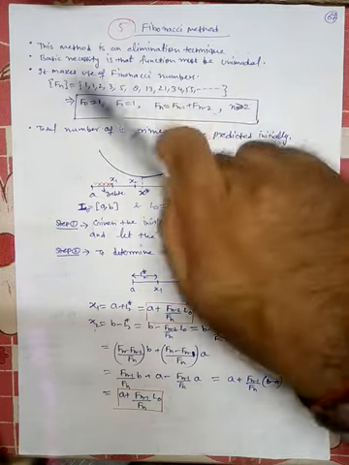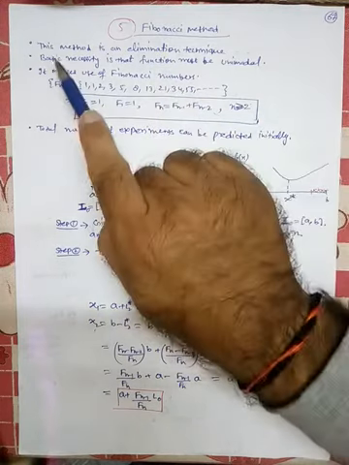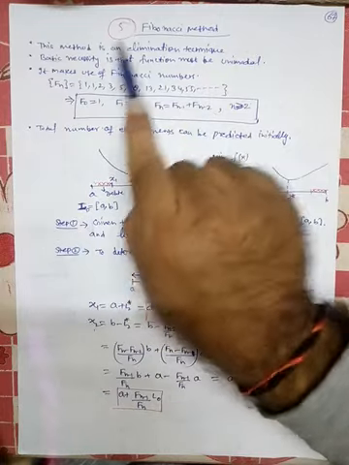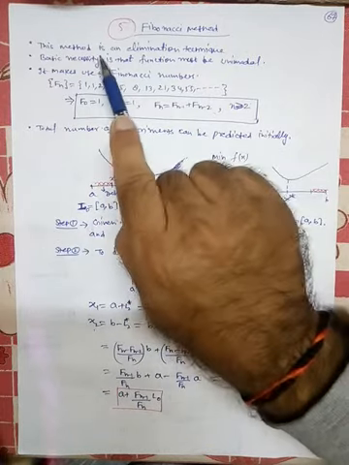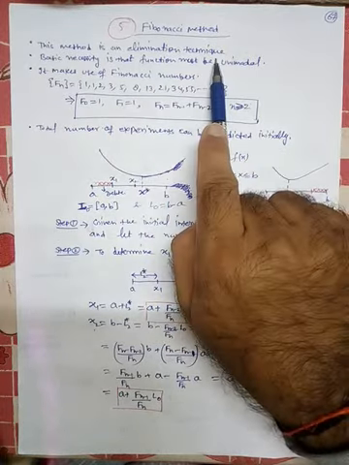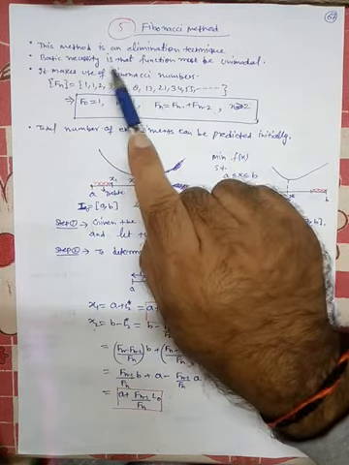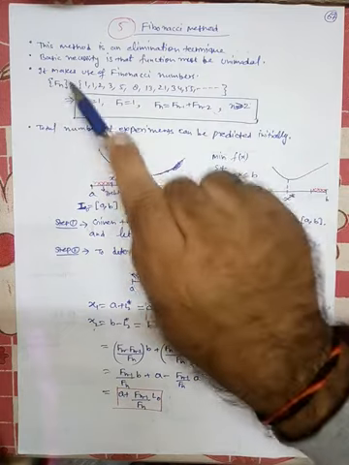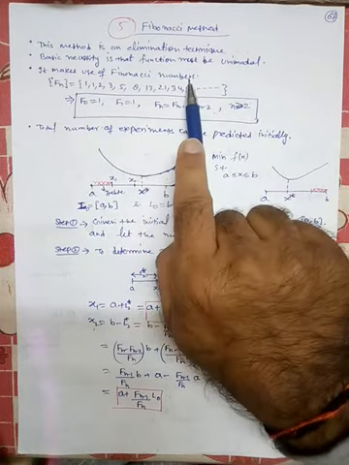Okay, so the Fibonacci method. First I'm discussing this Fibonacci method. So this method is an elimination technique. The basic necessity is that the function must be unimodal and it makes use of Fibonacci numbers.